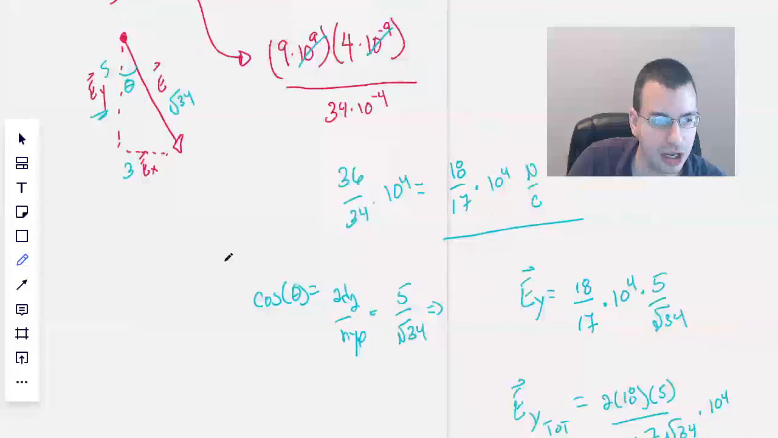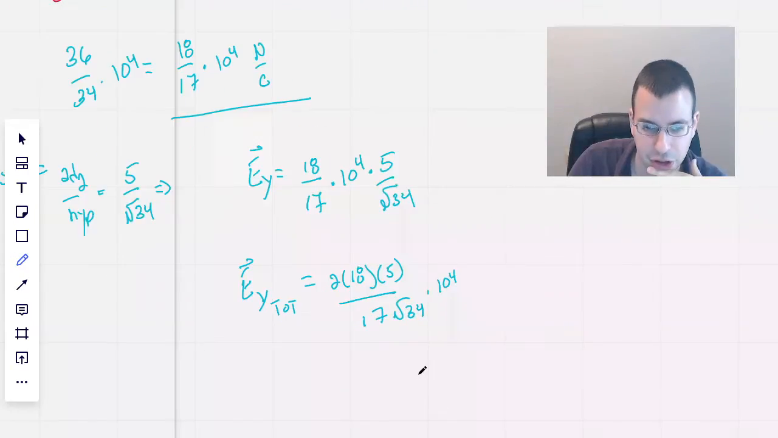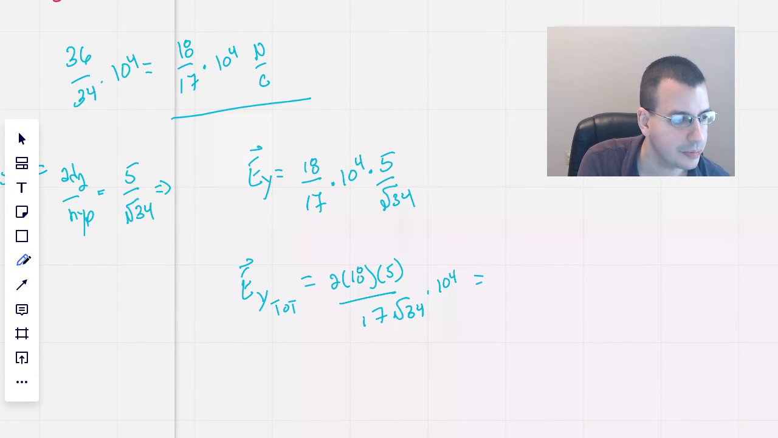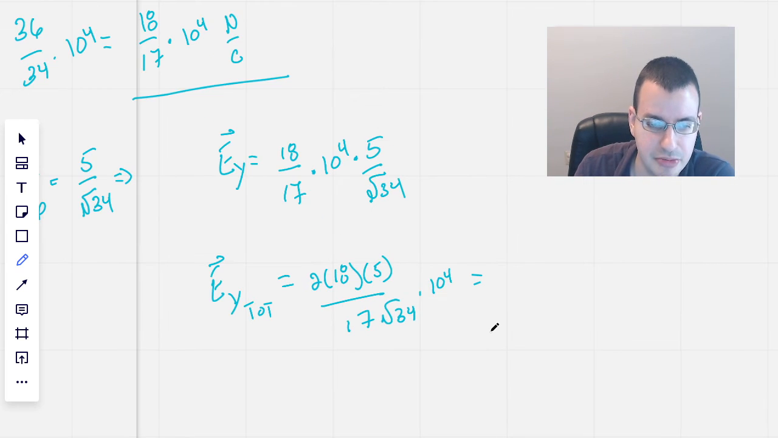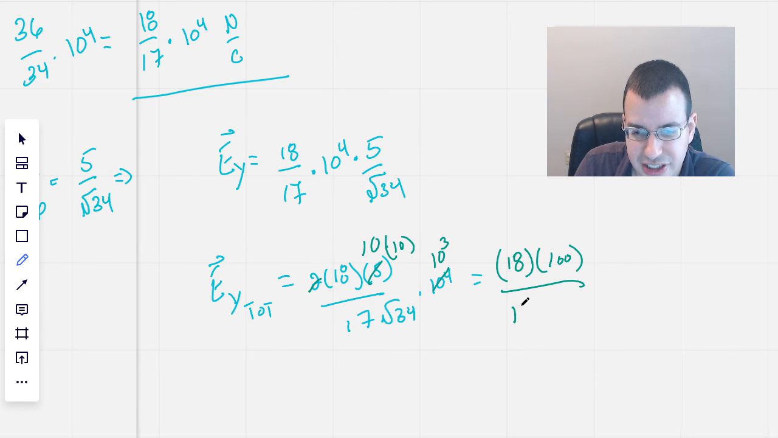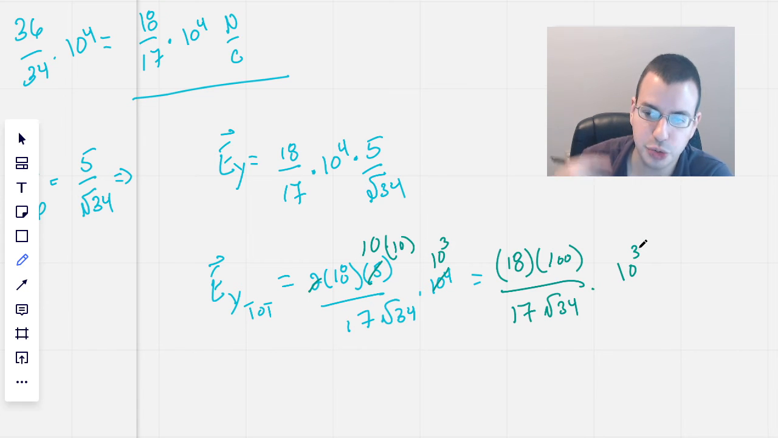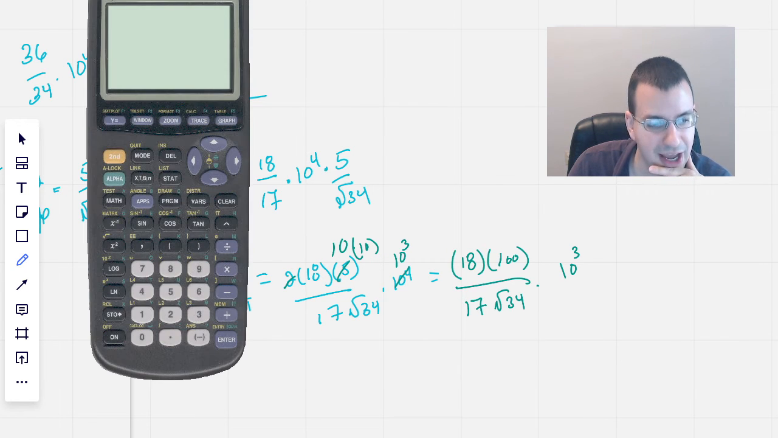I'm going to see what our answer is going to look like real quick. We're looking for kilo, which is 10 to the third. So I'm going to do one more simplification, then go to the calculator. I have more faith in me being able to write things out than putting things in the calculator, so I like to simplify as much as possible before I go to the calculator. So this will be 10 to the third, and then another 10 right here. So I have 18 times 100 over 17 times the square root of 34. And then I'll leave this 10 to the third there because we know it's going to be kilo, and this will be newtons per coulomb. So, go to the calculator.